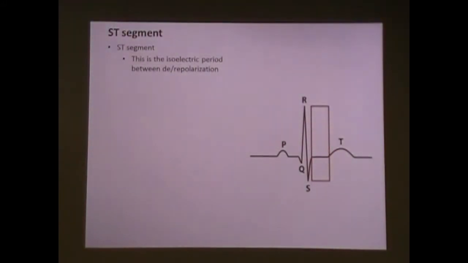This is the isoelectric period between depolarization and repolarization, where the muscle's cellular activity is kind of switching over to repolarizing, so it's kind of a dead space. ST elevation, the pathology is generally necrosis of tissue, or it can be an inflammatory process related to pericarditis.